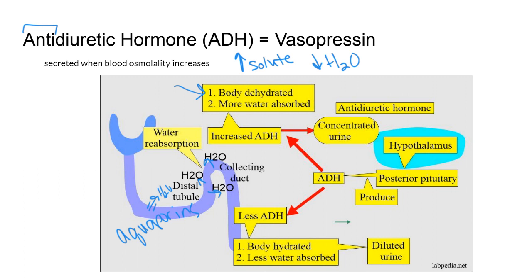I would be trying to retain water to essentially rehydrate the body. When the body is well hydrated, it produces less ADH, and we end up with very dilute urine because our blood osmolality level is within normal ranges, so we're not trying to make sure that blood osmolality isn't getting too high.